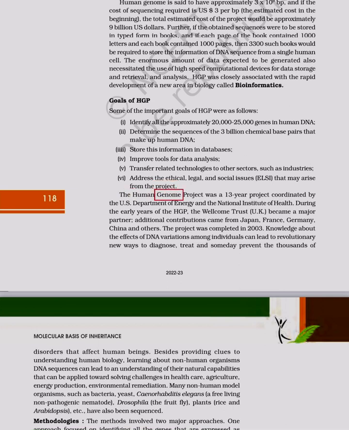The Human Genome Project was a 13-year project coordinated by the U.S. Department of Energy and the National Institutes of Health. During the early years of the HGP, the Wellcome Trust, UK, became a major partner. Additional contributions came from Japan, France, Germany, China and others. The project was completed in 2003.